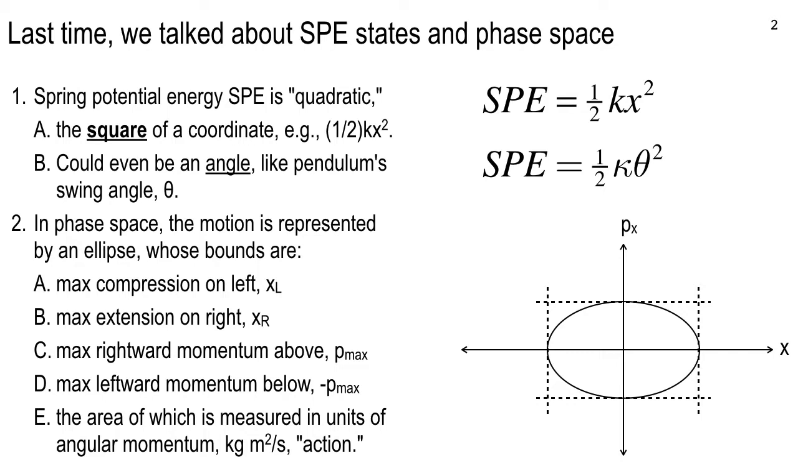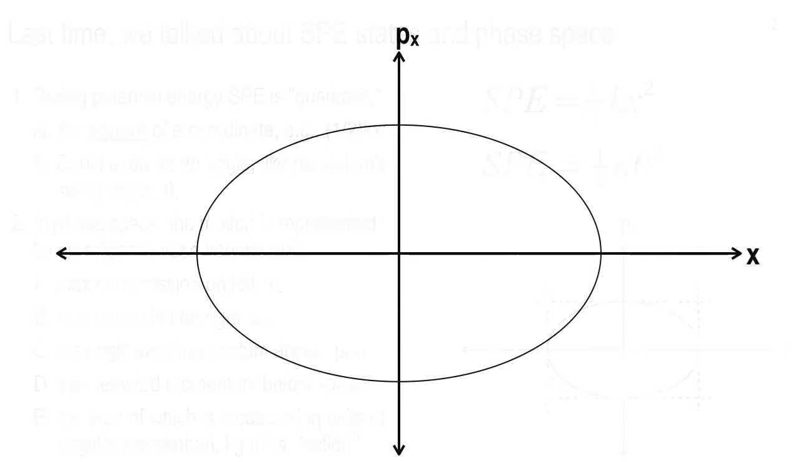And that area is measured in units of angular momentum, kilogram meter squared per second. And in fancy terminology, those are also the units of action. A joule second or a kilogram meter squared per second. The units of action. Now here's the same ellipse. Let me just make it a little bit bigger.